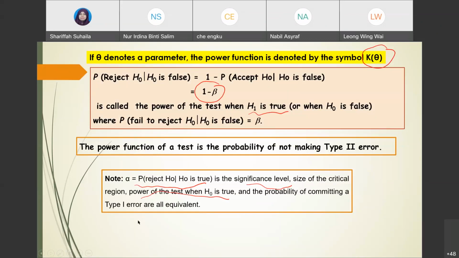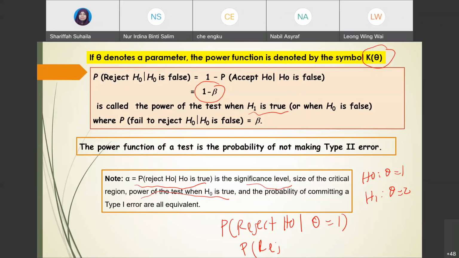Okay, so kita ada dua ya. Kalau power function, it depends pada sama ada theta dia berapa. So katakan macam inilah ya. H0 kamu, theta equals to 1. H1 kamu, theta equals to 2. So you want to find the power function of the test. So probability, kita reject H0 when H0, katakanlah dia punya value theta equals to 1. Probability reject H0 when theta equals to 2. So you have two values.